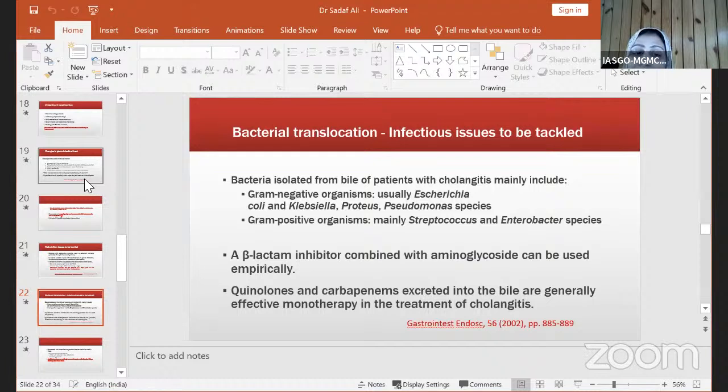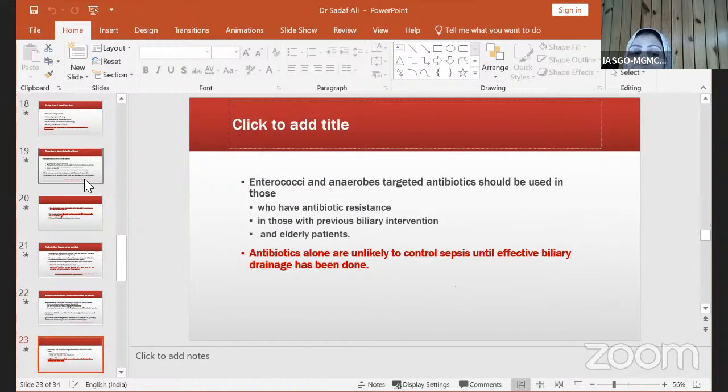the loss of barrier mechanism, regress of the bacteria into the biliary system, discussed in detail regarding cholangitis and its grade. But majority of the time, the bacteria to be addressed are the gram-negative ones, which include E. coli, Klebsiella, Proteus, and Pseudomonas species. The gram-positive organisms mainly are the Streptococcus and Enterobacter species. Beta-lactam inhibitors combined with aminoglycosides, of course, if your renal parameters permit, is a good antibiotic to be started empirically. Quinolones and carbapenems are better monotherapy, which can be initiated to treat cholangitis.